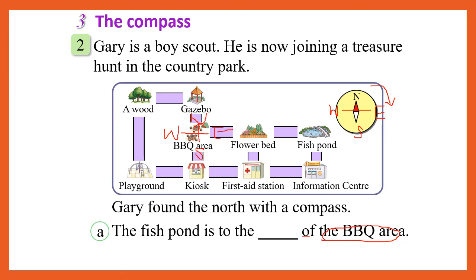So you are at the BBQ area here, and you look at the fish pond. Along this direction, it should be east. So the fish pond is to the east of the BBQ area.